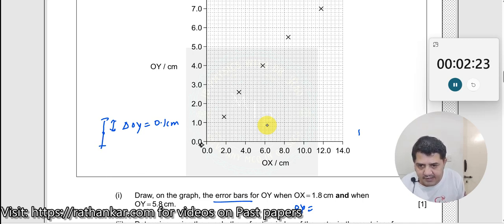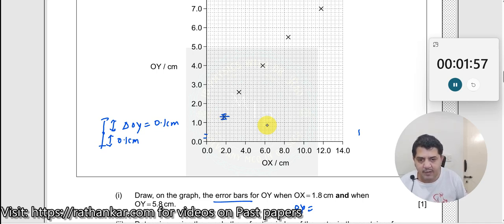Now look at this. This is 0, this is 1 over here. What does each small box represent? 0.2 centimeter. If this is 0.1 centimeter, this should be 0.1 centimeter once again, which means the total length is 0.2 centimeter. So if this is the mid point between these two boxes, then the error bar should look like this. This should be your error bar. Done, right? This is your error bar.